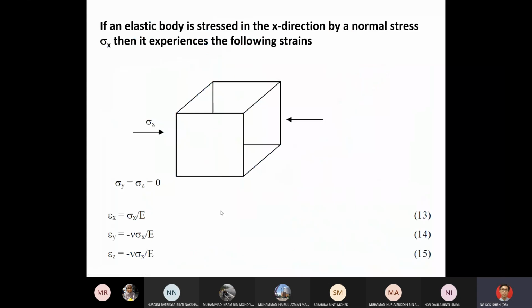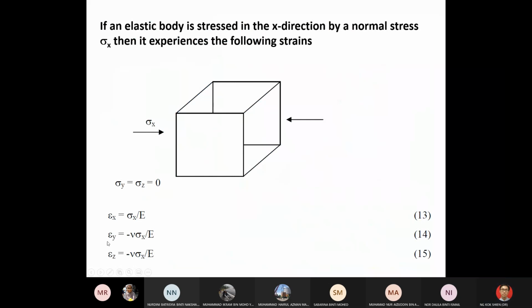Hooke's law can give you the relationship for three-dimensional space. So we are going to look at how to obtain the stress-strain relationship for a three-dimensional coordinate system. Let's say this is a material subjected to sigma x, the normal stress in the x direction. The other directions have zero stress, and under this loading, the strain in the x direction is sigma x over E.